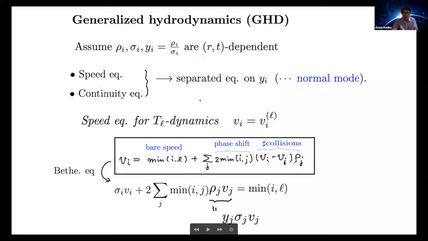So let me first explain the speed equation. I think this actually already appeared in the talk yesterday. In my description, the dynamics always has the index L, TL. Everything has TL dependence, but it's messy, so I often omit the L dependence. So this quantity actually means L dependent. But remember that rho, sigma, and Y do not depend on L. But the velocity depends, of course, on the dynamics, capital L, sorry, little L. So it depends on little L.